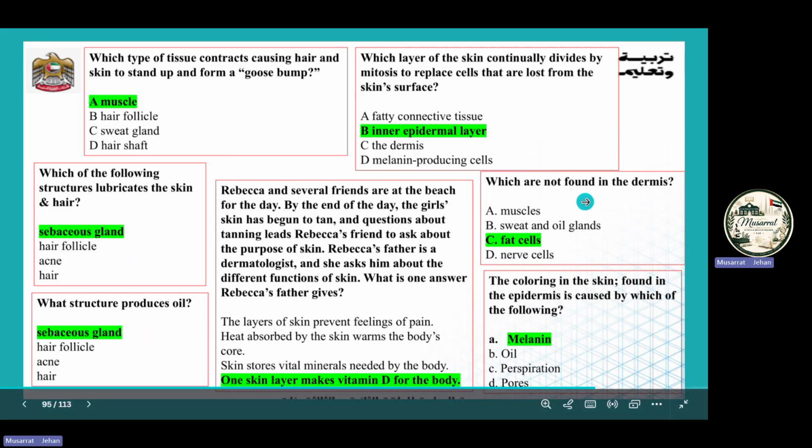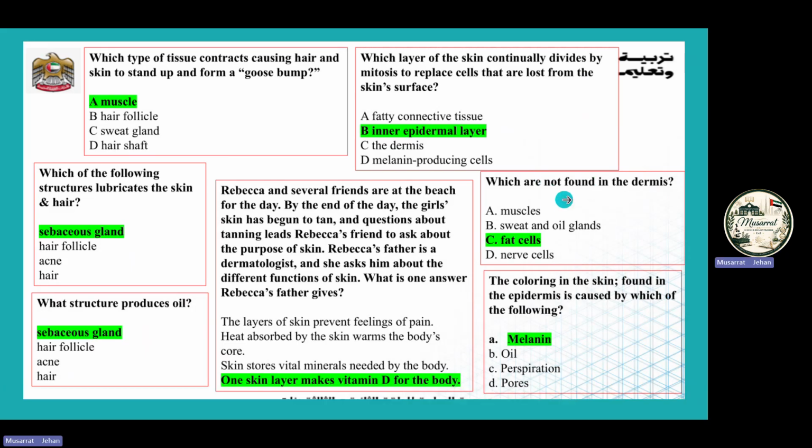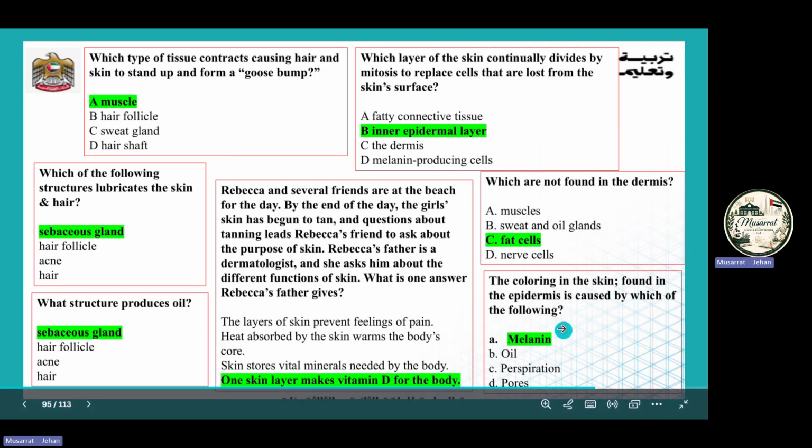Because muscles are found in the dermis, fat cells are below the dermis, beneath the dermis, not in the dermis. Next, coloring in the skin and melanin.